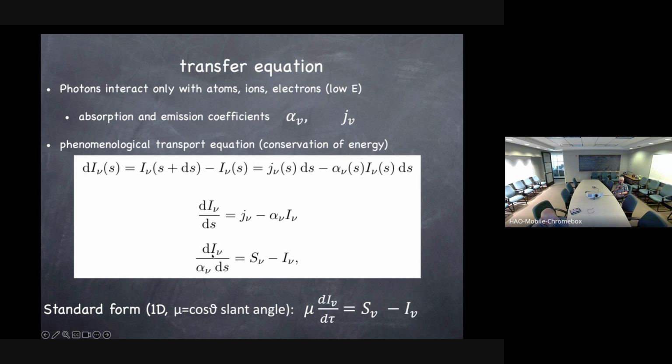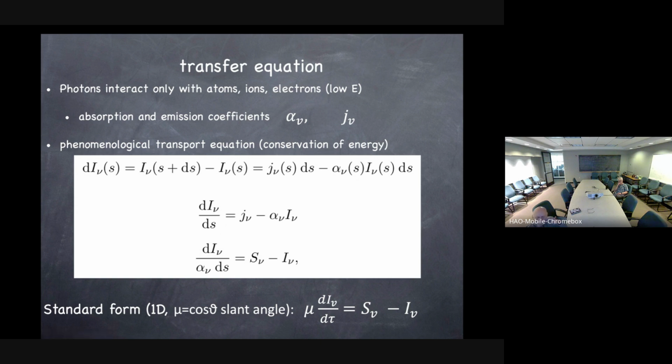And we end up with an equation that looks like this. This is a very simple equation in principle. And if we now say, well, let's look down on an atmosphere and measure, instead of measuring height S coming through the plasma, let's measure depth going down, and let's look at it at an angle cos theta from the vertical. Then you end up with a standard form of the radiative transfer equation, which is given at the bottom here. I mean, what could be simpler here?